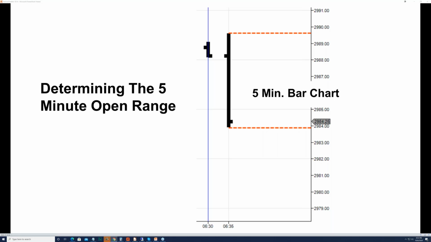One of the things that we're looking for then is if price has the energy, after the market moves around for 5 minutes in the morning, if price has the energy to be able to break out of the range, then that's telling us where the energy is, either to the upside or to the downside.